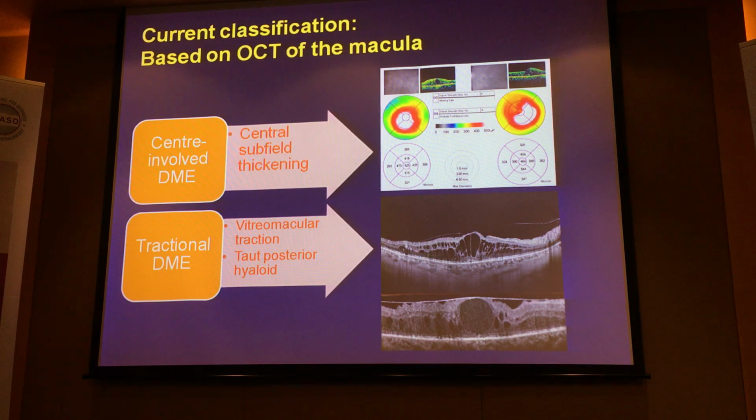And now we are going to 12 mm. Right? We now have OCT systems further and further out. So center involved versus non-center involved, very easy to understand now. Patients can understand immediately. The other concept is traction. We won't be talking about traction this afternoon, but that's important.